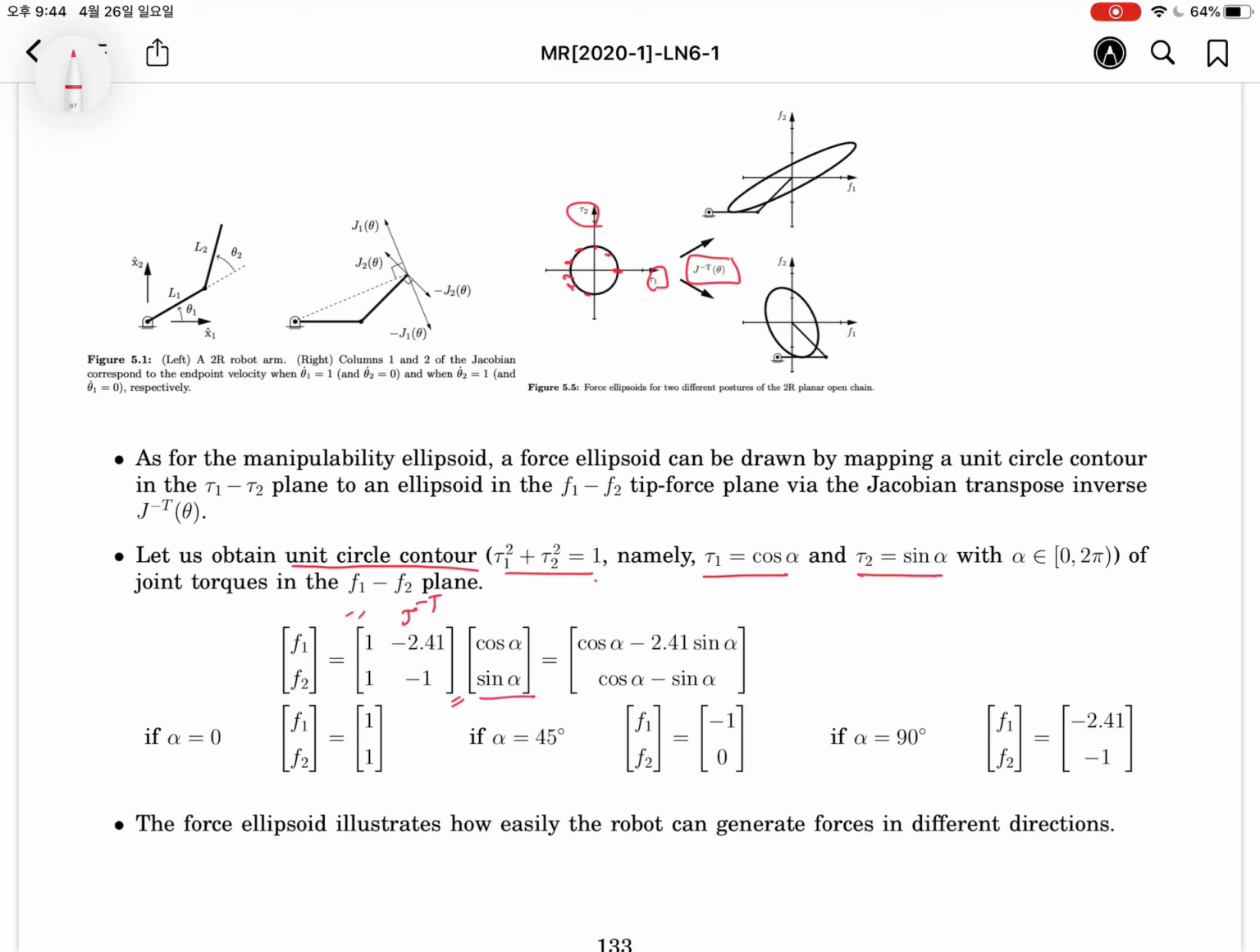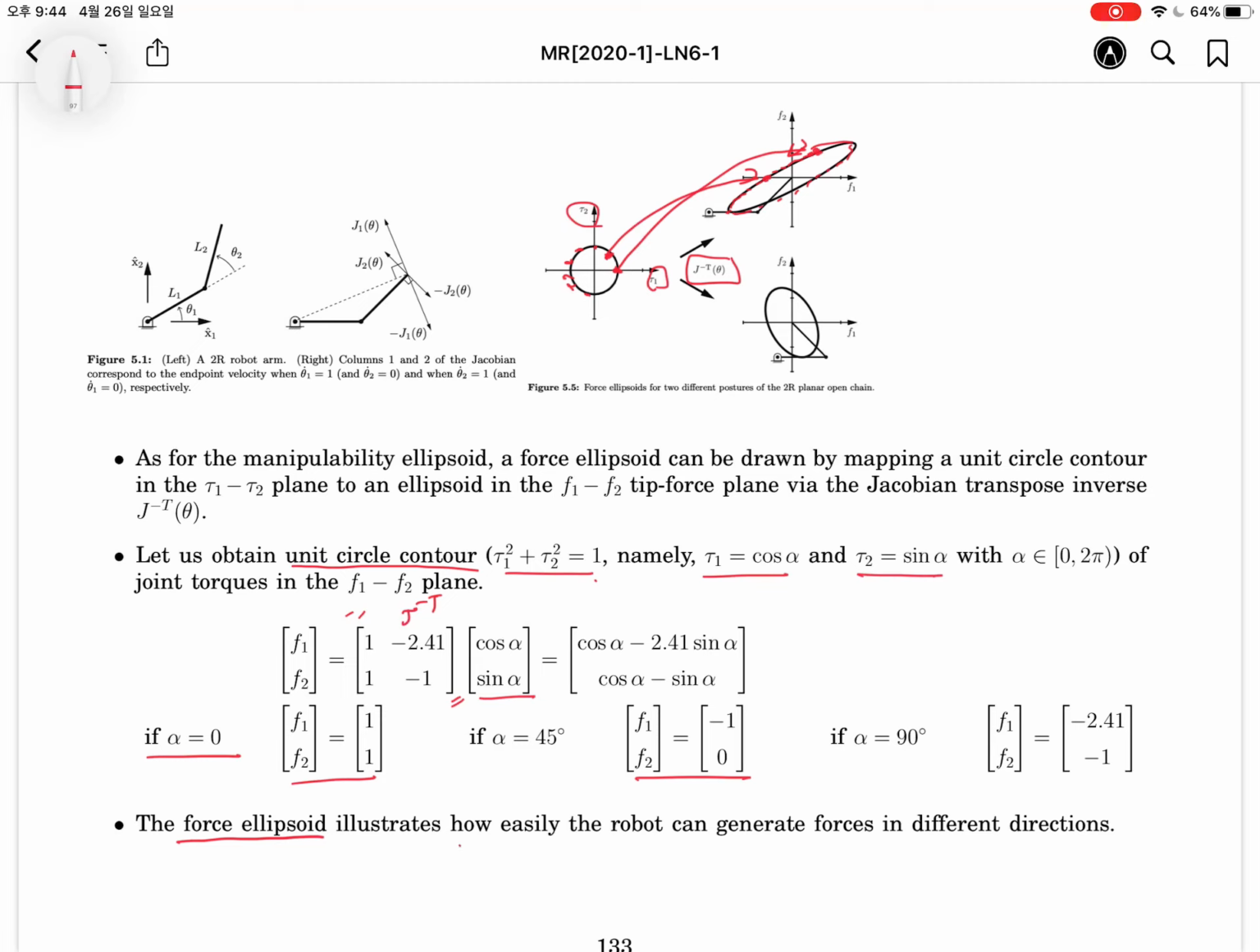Okay, by applying the unit circle boundary of the torque plane, at alpha 0 we have 1, 1. Maybe this point will map to here. Minus 1, 0, minus 1, 0. Maybe this point. So like this, we have some ellipsoid.